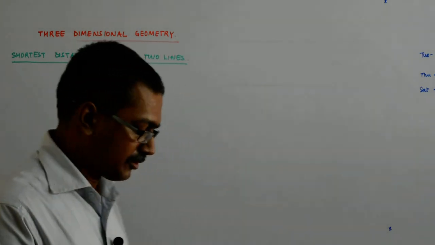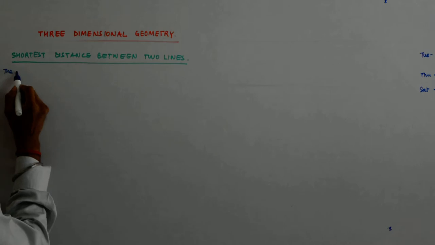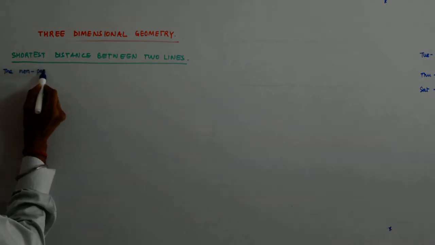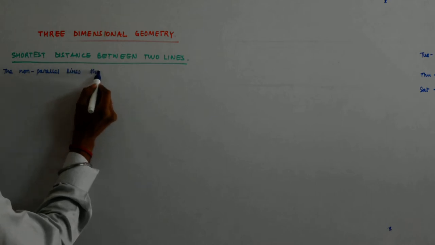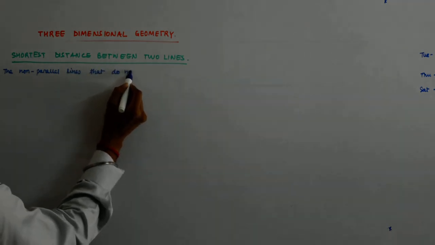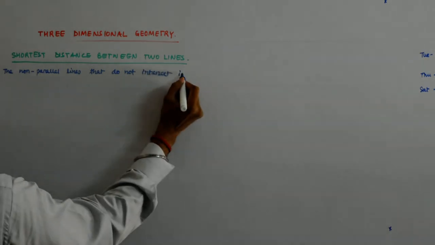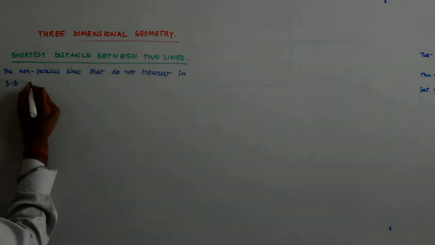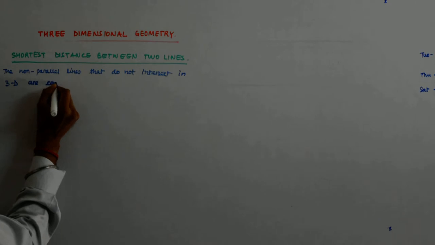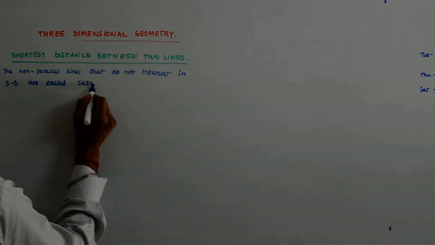Okay? So the non-parallel lines that do not intersect in 3D are called skew lines.